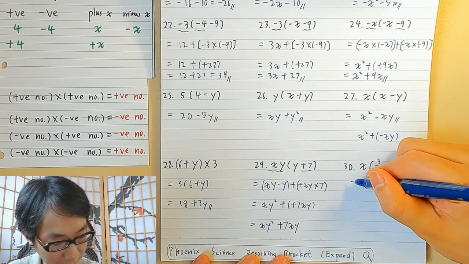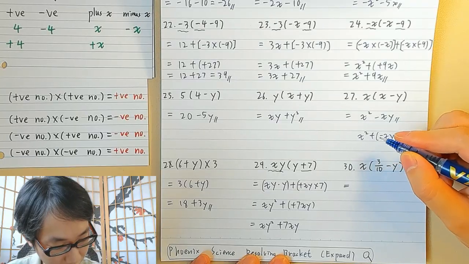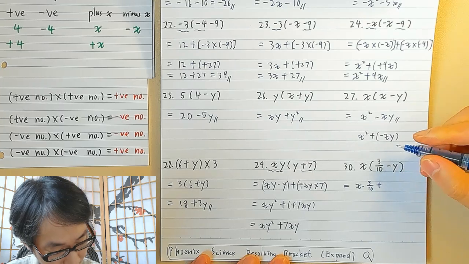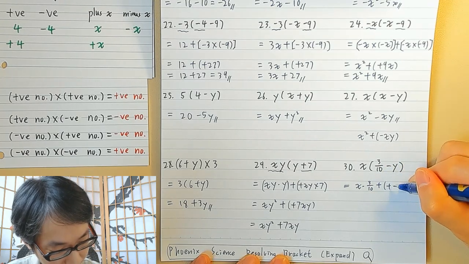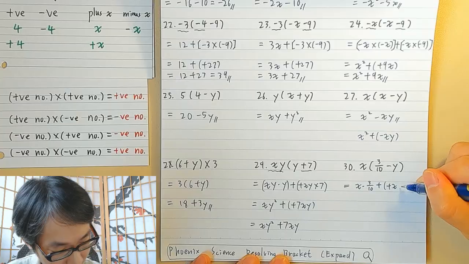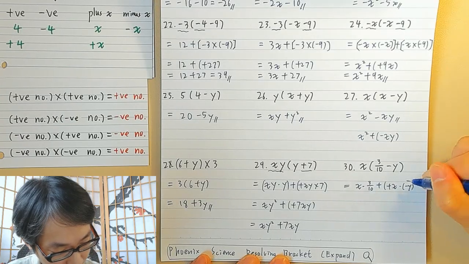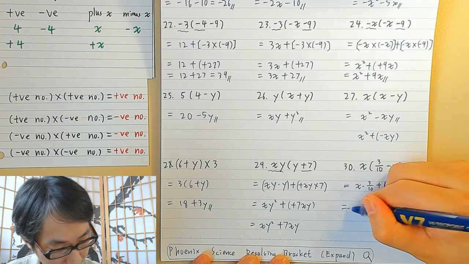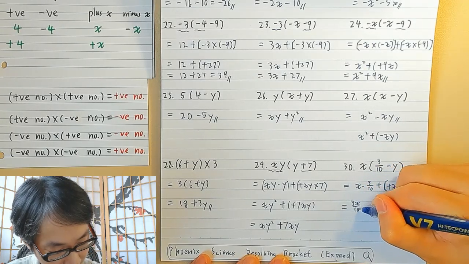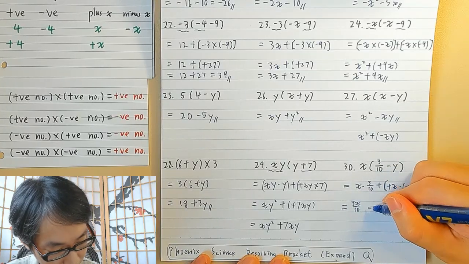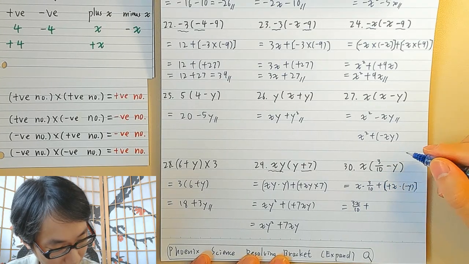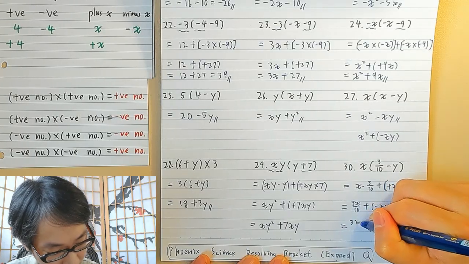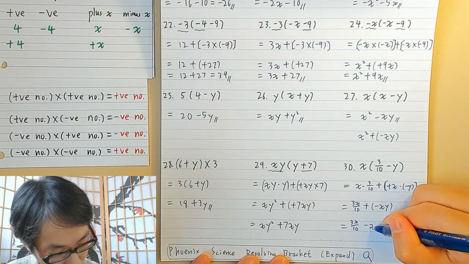Number 30. So first term, x times 3 over 10. Second term, plus x times negative y. Okay. First term, 3x over 10. Second term, minus xy. So we have 3x over 10 minus xy.